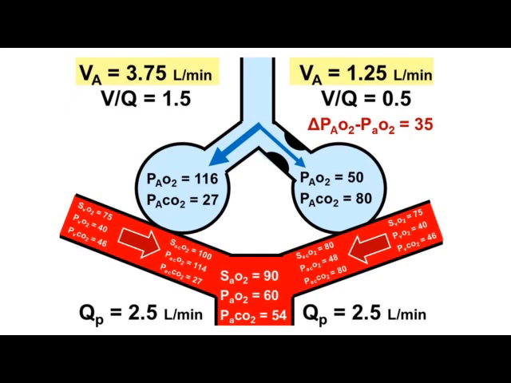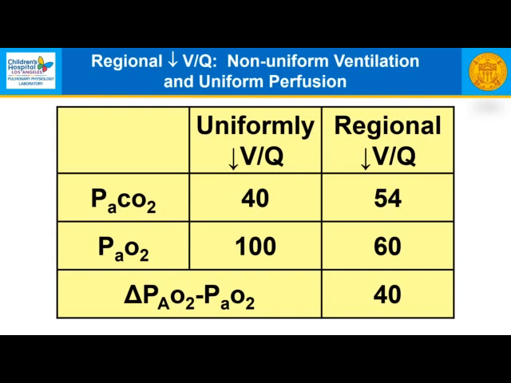And so here we have a PCO2 of 27, averaging with a PCO2 of 80, that gives us 54. We have a SAT of 100 and a SAT of 80, which gives us a mean SAT of 90, and that gives us a PO2 of 60. In the uniform situation, we had essentially normal gas exchange. But now with the non-uniform, regionally decreased VQ, PCO2 is increased, PO2 is decreased, and the O2 saturation is decreased. The AaO2 difference is 40, quite elevated, indicating non-uniform distribution of ventilation.